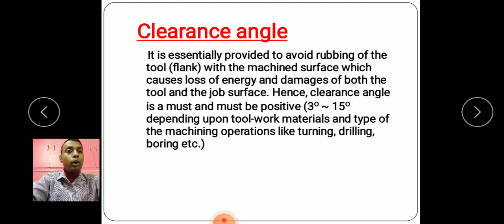What is clearance angle? Very important thing. It is essentially provided to avoid rubbing of the tool with the machined surface, which causes loss of energy and damage of both the tool and the job surface. Hence, the clearance angle must be positive, 3 to 15 degrees. Very important thing: it is not provided less than 3 degrees or above 15 degrees, because below 3 degrees machining cannot happen and jamming is created, and above 15 degrees tool strength will be lower. Obviously, tool breakage is very much more.